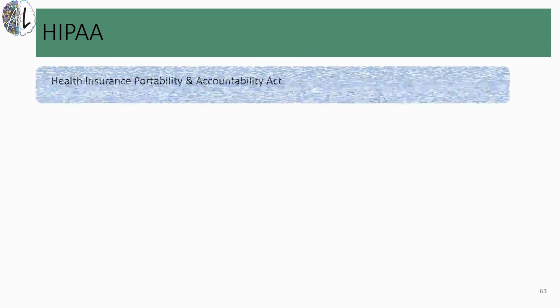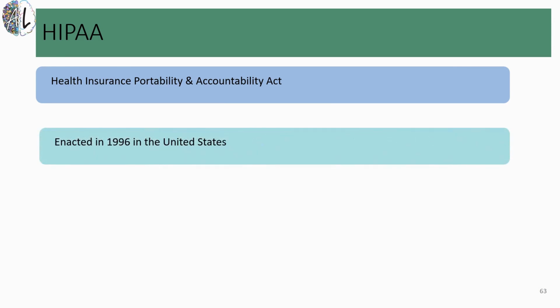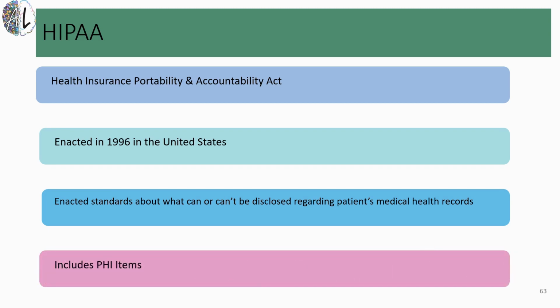All right, HIPAA. HIPAA stands for Health Insurance Portability and Accountability Act. And while I'm not going to cover HIPAA in its entirety here, you should know what it stands for, that it was enacted in 1996 in the United States, and that it helps to protect us about disclosure from our medical records. And so you can't just get anybody's medical records. You can't just send them to anybody. They do have to have permission from the patient in order to disclose portions of that medical record. They do include what we call PHI items, which we're about to see what that stands for.